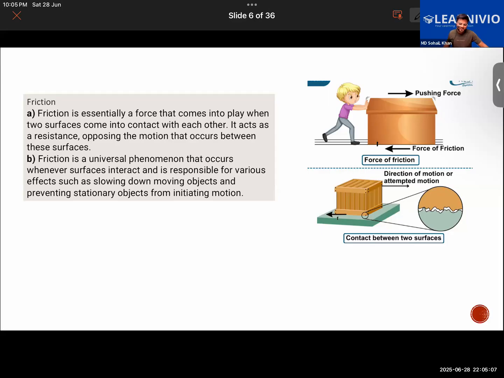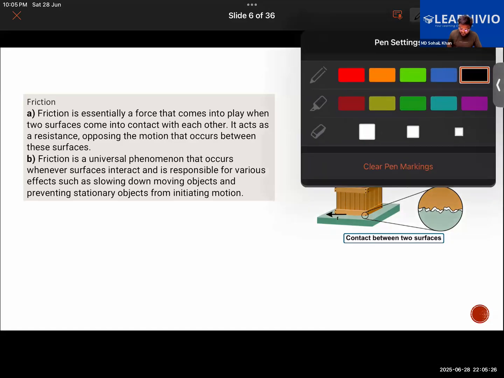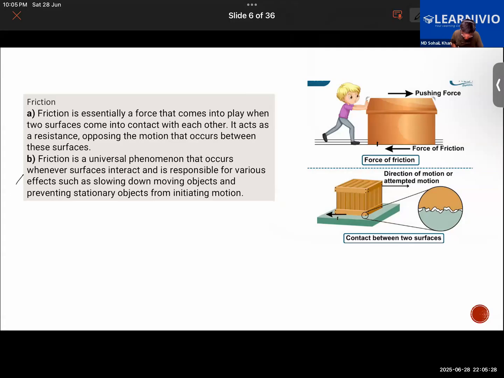Okay. So the thing is that friction is applicable even in the universe, in space also. Further, it's responsible for slowing down moving objects, or it will prevent a stationary object from moving. So the key takeaway from this is that it is a universal phenomenon.